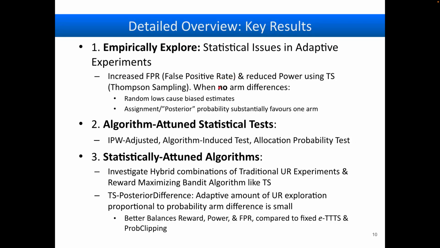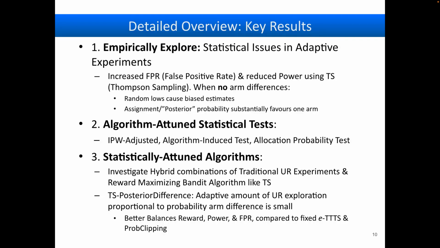But when there's no difference in arms, and you're using this posterior sampling, when you have random lows, what happens? You stop sampling. And so you can get biased estimates of a sample mean. The arms are the exact same, but when you have a random low, you can stop sampling. And what that means is that you will get a higher rate of false positives, type 1 errors, because you will see differences more often when they don't exist. And you can get lower power because you put more participants in one arm. It may be better, but you're not sure if it's better.